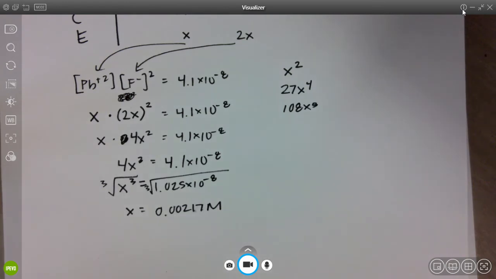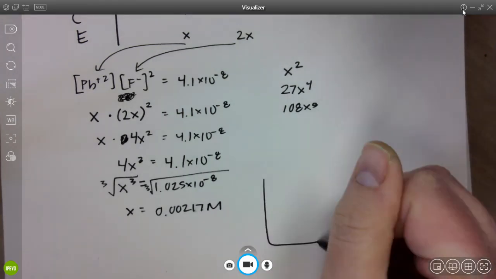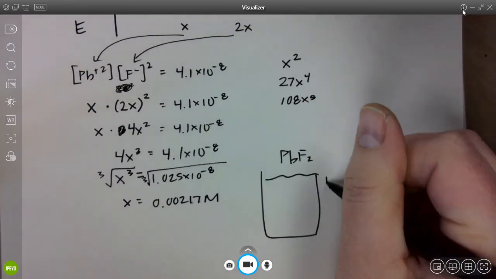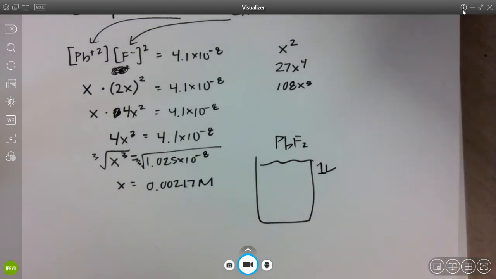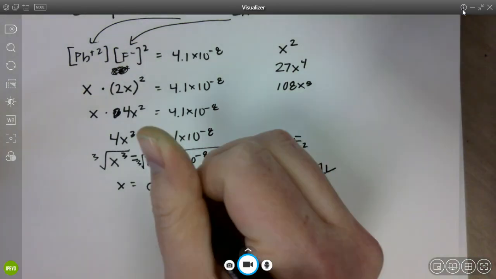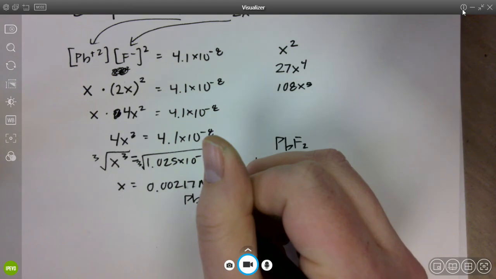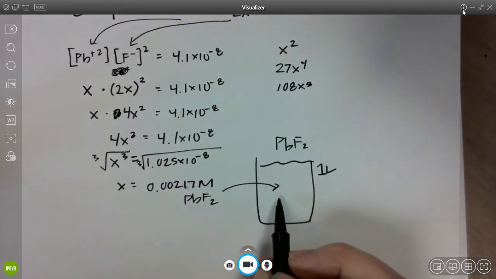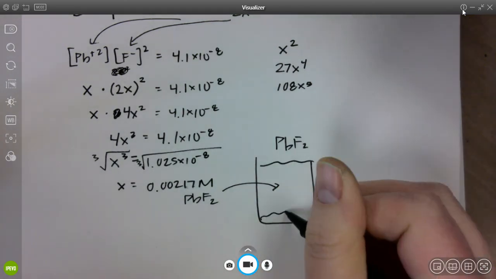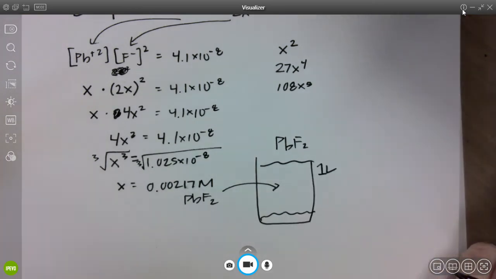Okay, so that's my concentration. What this means is that in 1 liter of PbF2, which doesn't get a whole heck of a lot dissolved, the concentration of the moles of PbF2 is going to be 0.00217. Now, here's the deal. As long as there is solid sitting at the bottom here, the concentration will be 0.00217 if I have 1 liter. It would be that if I have 100 liters.